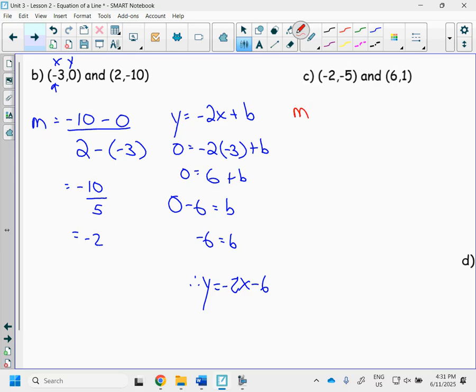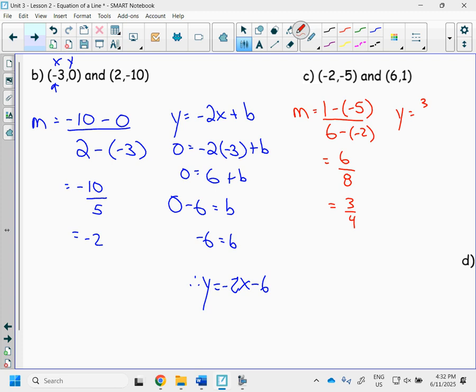Okay, same procedures. Slope: 1 minus negative 5 over 6 minus negative 2. That gives me 6/8. Ooh, I got a fraction. Can't divide it perfectly, but I can reduce it. And it's okay to do fractions. We just did one a few minutes ago.